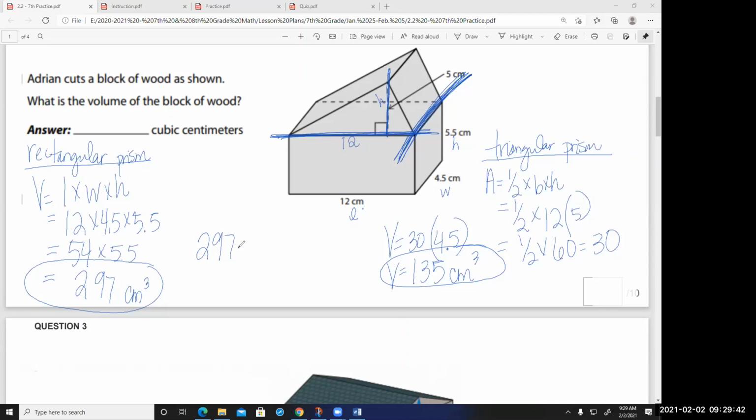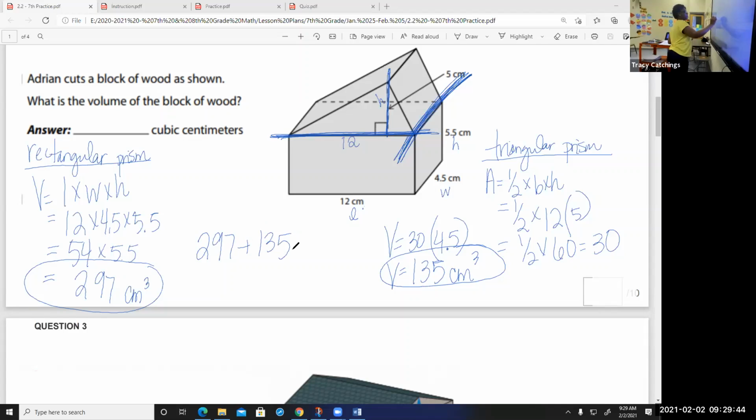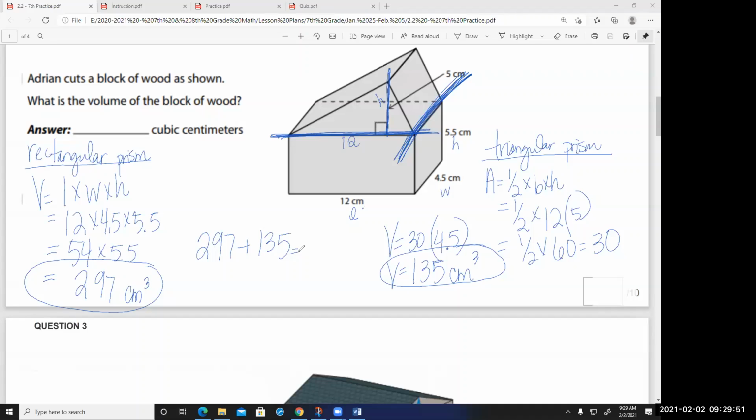All right, now we have both. Add them together. $432. 432. And don't forget your units.